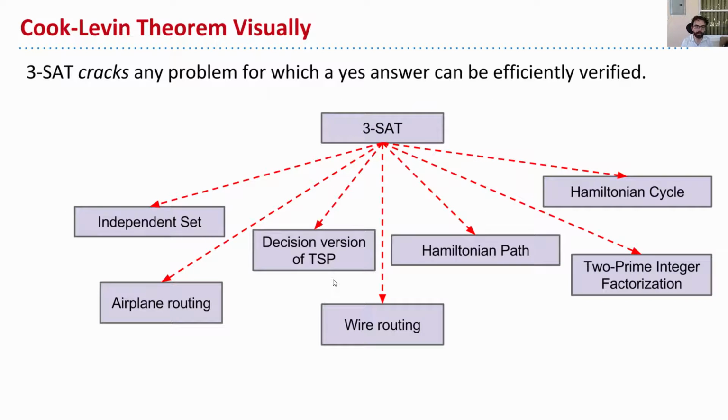Okay. So in other words, 3-SAT solves any problem for which a yes answer can be efficiently verified. Okay? It solves independent set that we've talked about. It solves airplane routing. It solves the traveling salesperson problem, wire routing, the Hamiltonian path problem we haven't really discussed, integer factorization, and Hamiltonian cycles. All of these things, because they're yes problems that can be verified quickly, are cracked by 3-SAT.